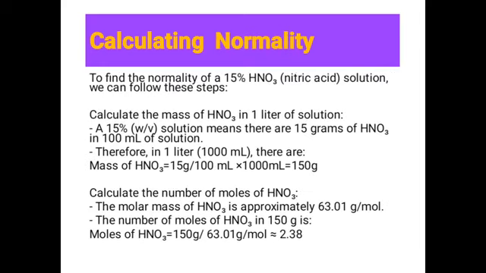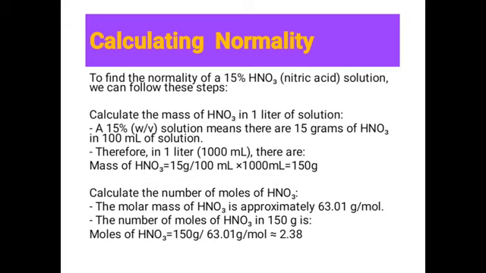Now let's also look at how to calculate for normality. The question says to find the normality of a 15% HNO3, that's nitric acid solution. We can use the following steps. The first thing to do here is to calculate the mass of HNO3 in 1 liter of solution.